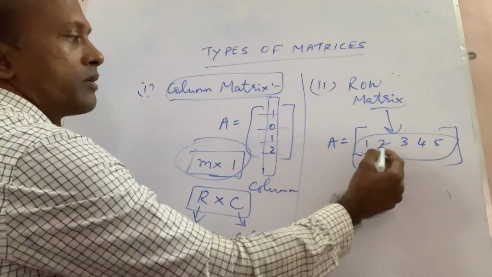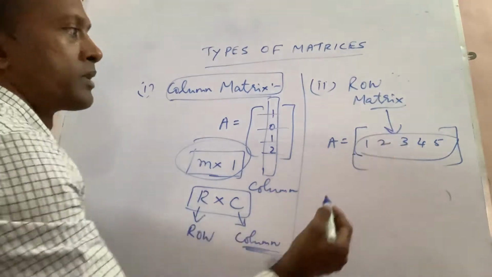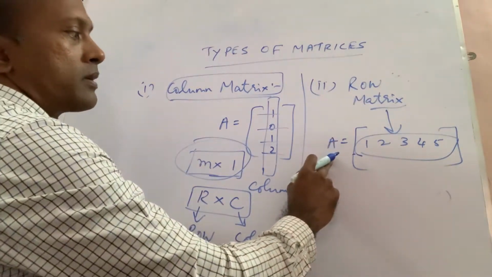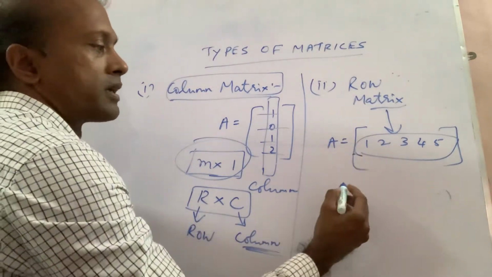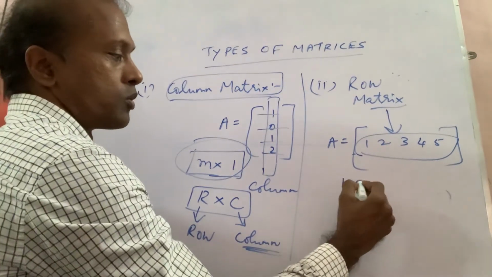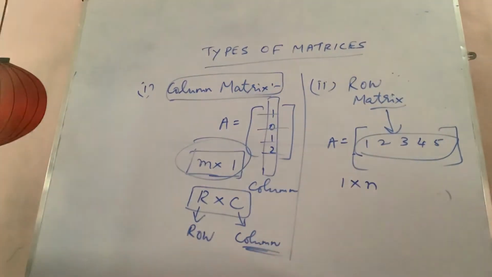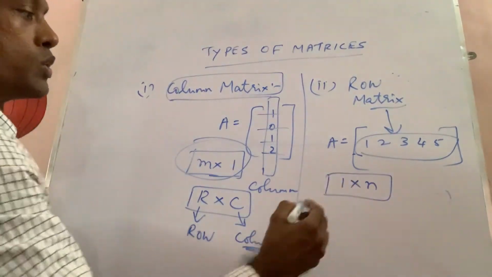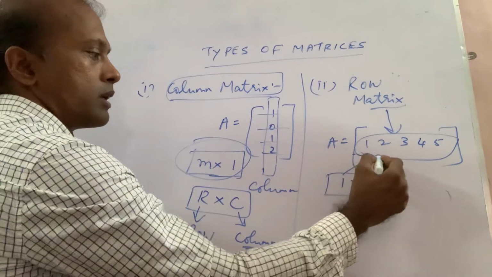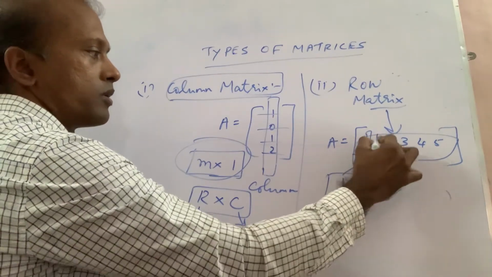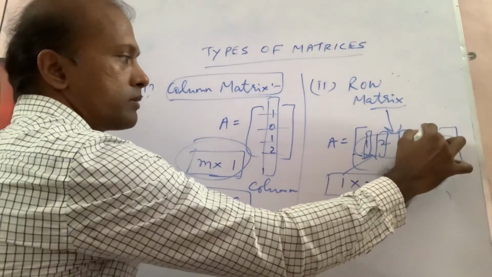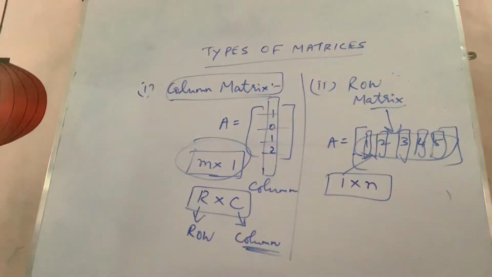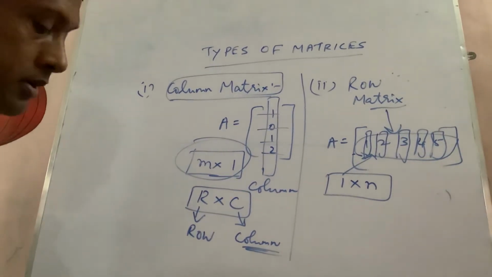So what will be here for this one? How many rows are there इसमें? In this matrix में how many rows are there? सिर्फ एक ही row है ना? So 1 by n. You can call it as m or n, anything. Okay? So 1 denotes the number of rows and n denotes the number of columns, right? Yeah?